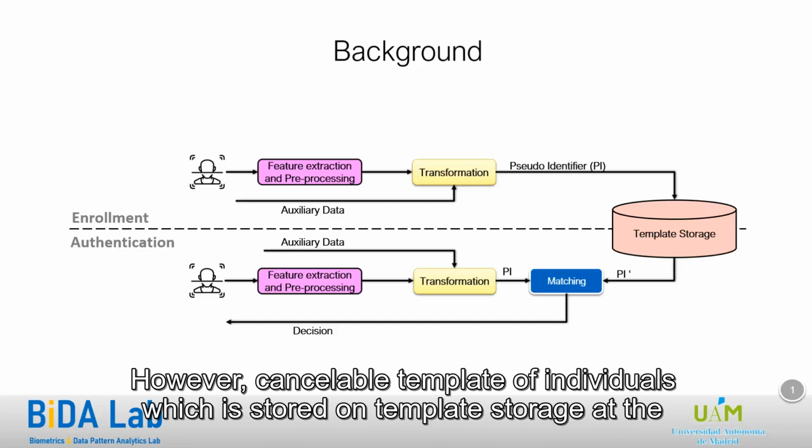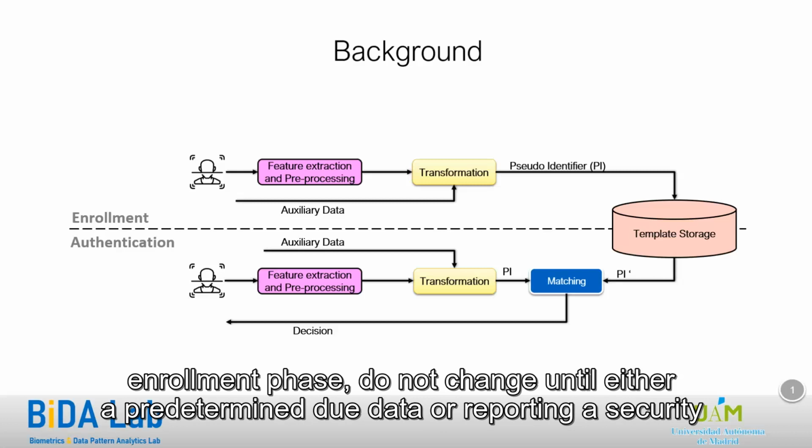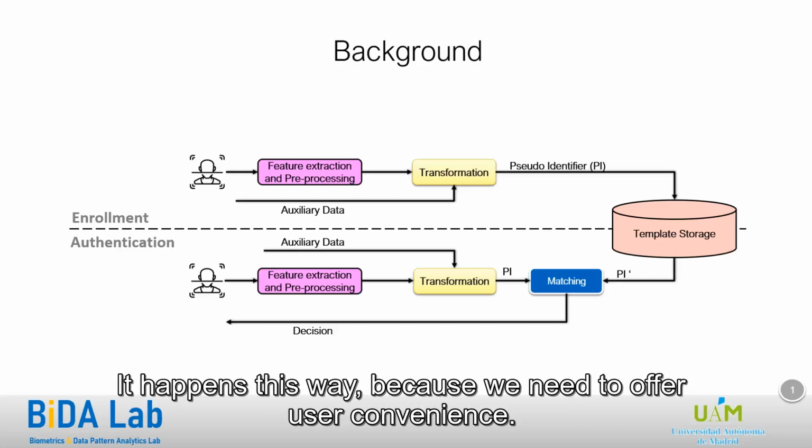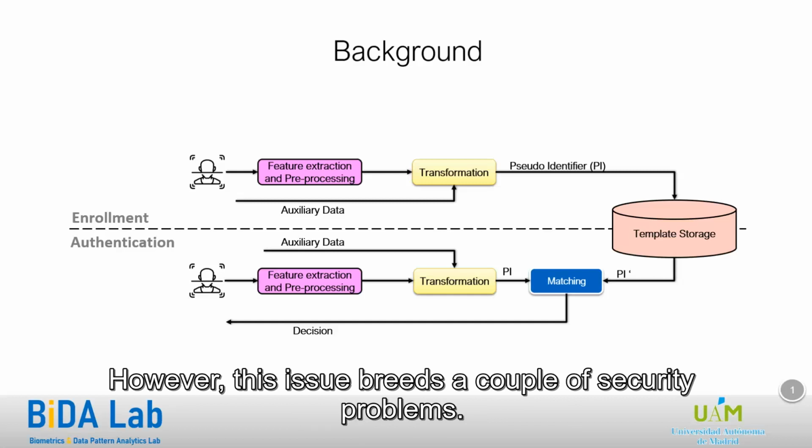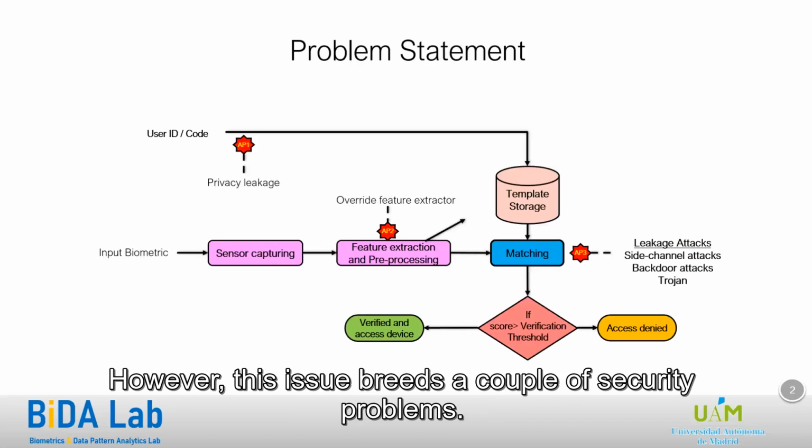However, cancelable templates of individuals, which are stored on template storage at the enrollment phase, do not change until either a predetermined due date or reporting a security breach. It happens this way because we need to offer user convenience. However, this issue breeds a couple of security problems.